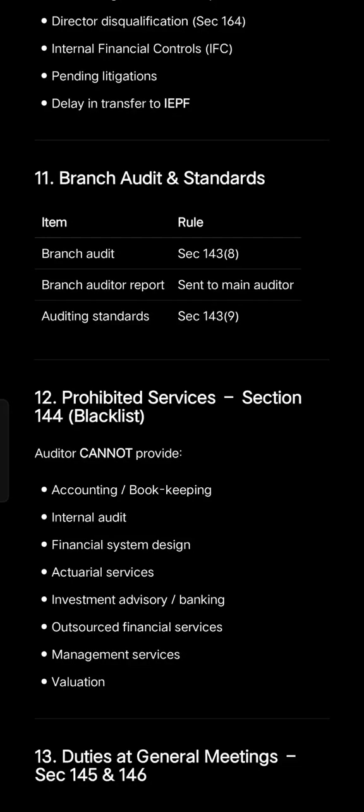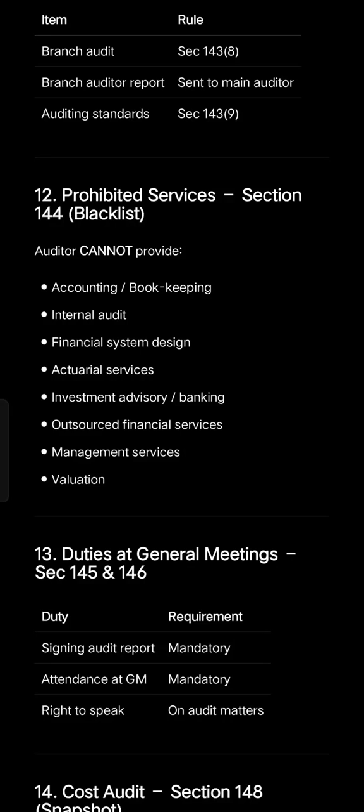Branch audit, section 143 subsection 8. The branch auditor reports to the main auditor. He should send his audit report to the main auditor. Auditing standards, 143 subsection 9. Section 144 of the Companies Act, chapter 10.